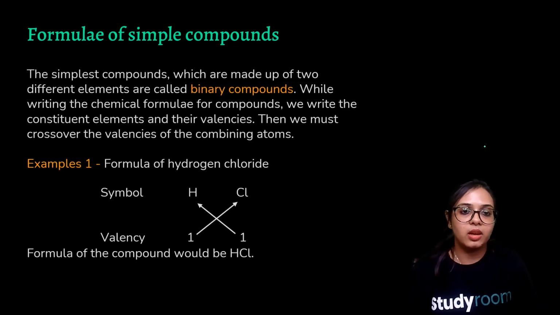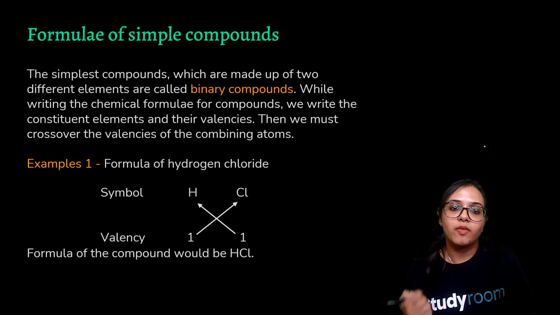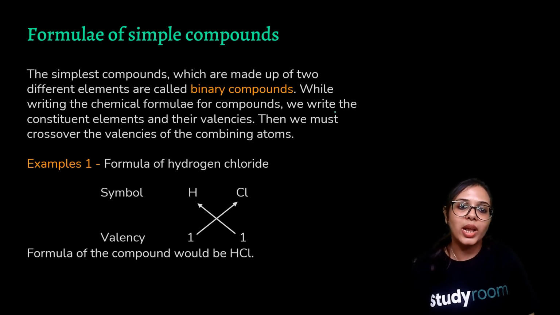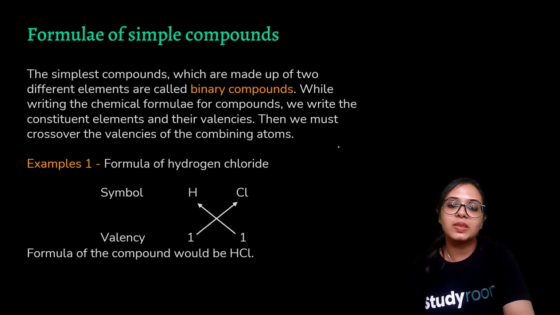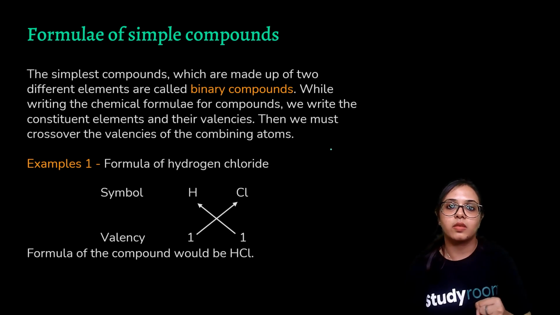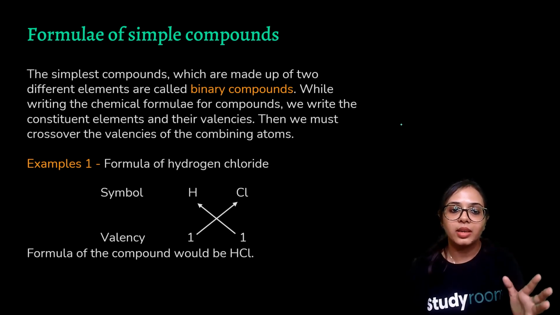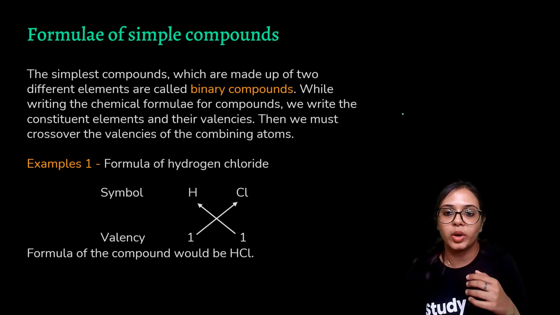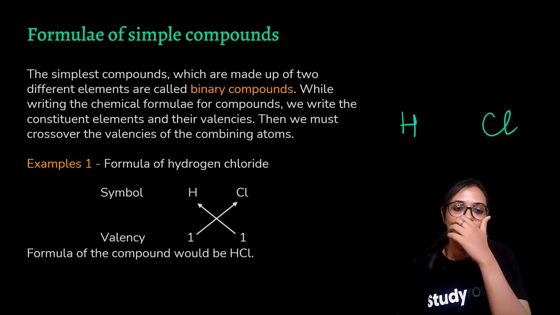The simplest compounds, which are made up of 2 different elements, are called binary compounds. Now we are having a look at the formula of some simple compounds. We'll later move on to complex ones as well. While writing the chemical formula of compounds, we must keep in mind that we write their constituent elements and their valencies. For example, hydrogen chloride: for hydrogen we have the symbol H, for chlorine we have the symbol Cl. Then we have to write the valencies.